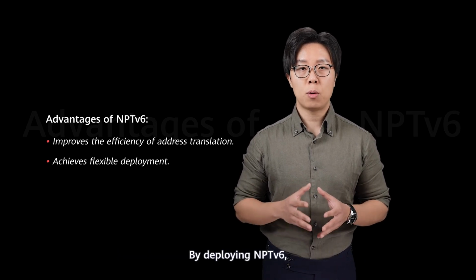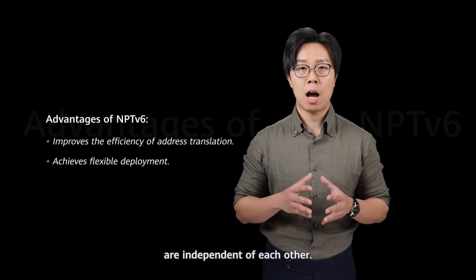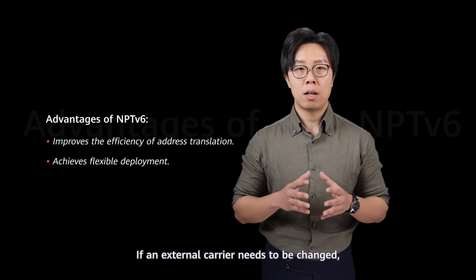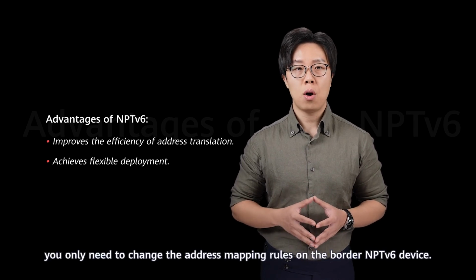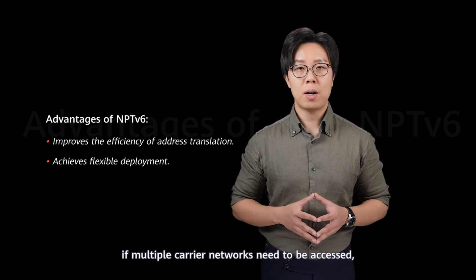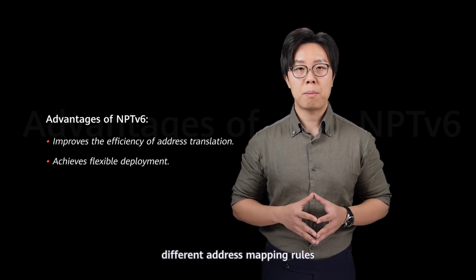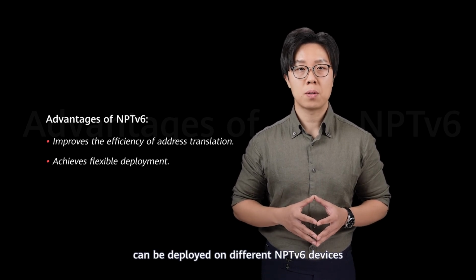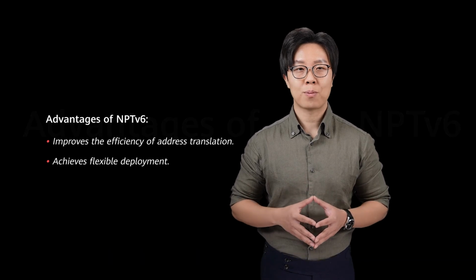By deploying NPTv6, you can ensure that internal network IP addresses are independent of the external network. If an external carrier needs to be changed, you only need to change the address mapping rules on the border NPTv6 device. Furthermore, if multiple carrier networks need to be accessed, different address mapping rules can be deployed on different NPTv6 devices for multihoming deployment of the internal network.